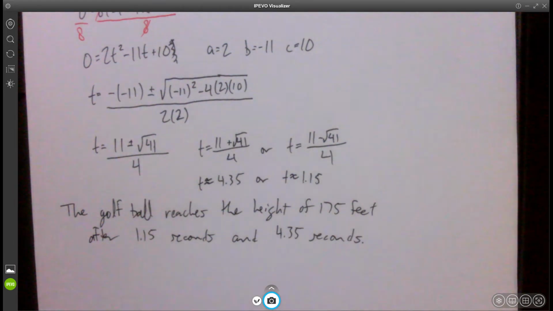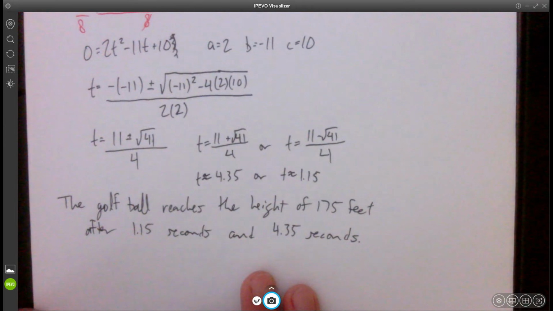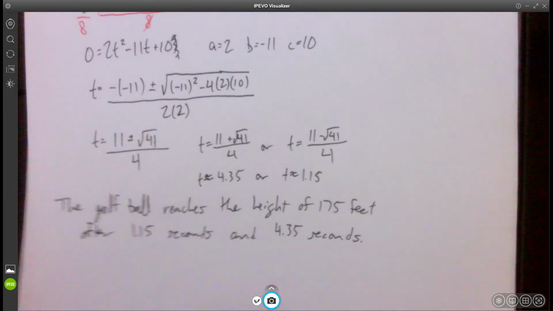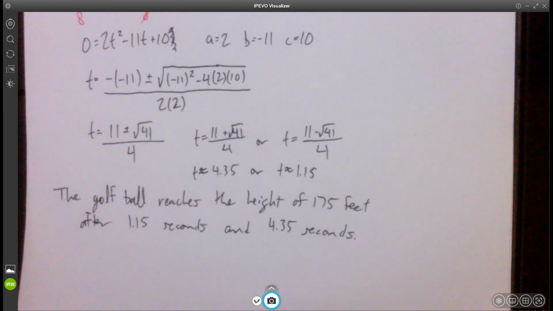Now let's look at a different situation. Using this same idea, I want to figure out if the ball will ever reach 250 feet. I wanted to know if it will ever reach 250 feet.